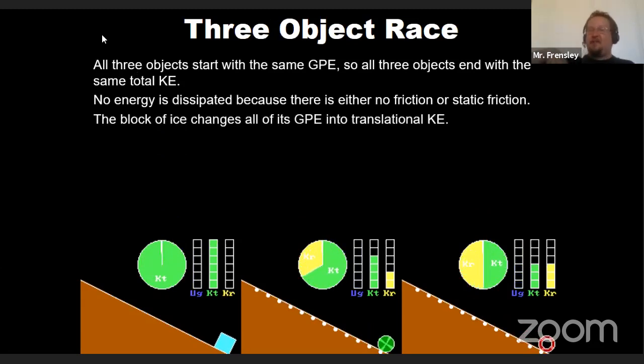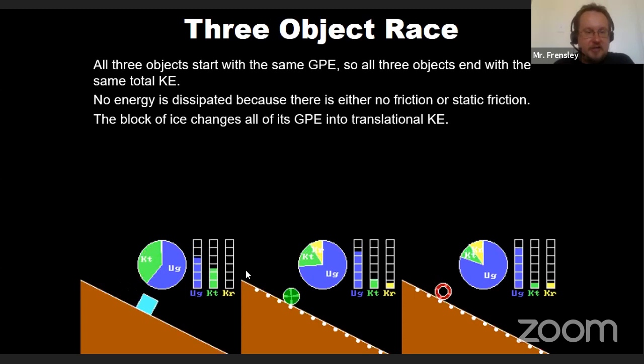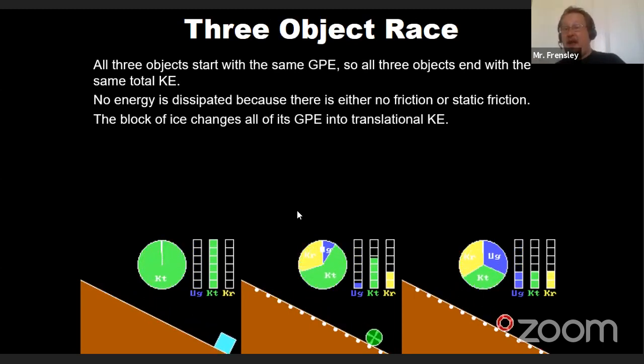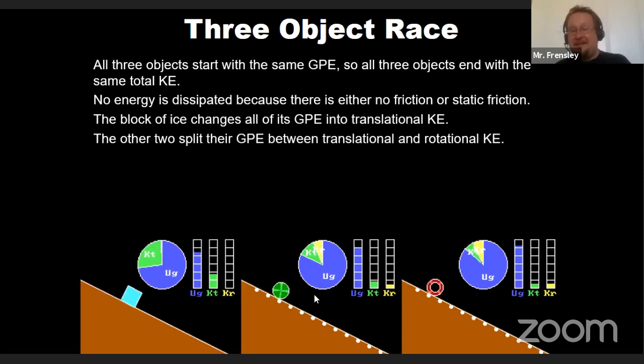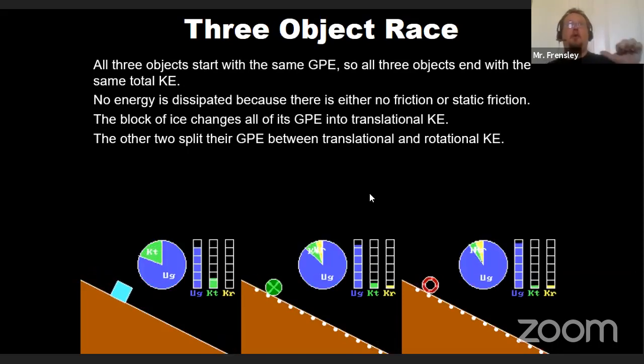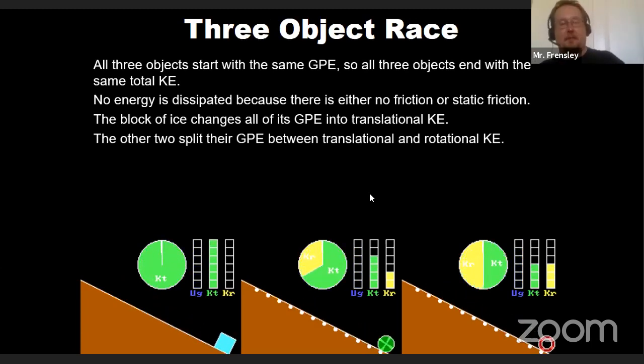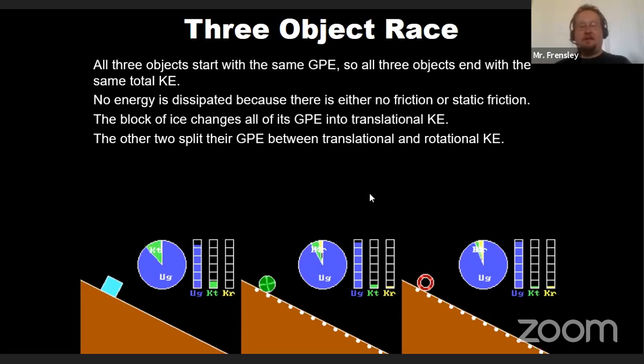Now, the block of ice is going to change all of its gravitational potential energy into translational kinetic energy. So all the blue potential energy turns into green translational energy. On the other hand, the other two are going to have to pay some of their potential energy into rotation. The disk has less rotational inertia. Because the disk has less rotational inertia, it pays less of its energy into rotation. Whereas the hoop has more rotational inertia, so it pays more of its energy into rotation. So that means that the disk has the second most translational kinetic energy, goes the second fastest, takes the second most time, whereas the hoop has the least translational kinetic energy, slowest speed, it takes the most time.